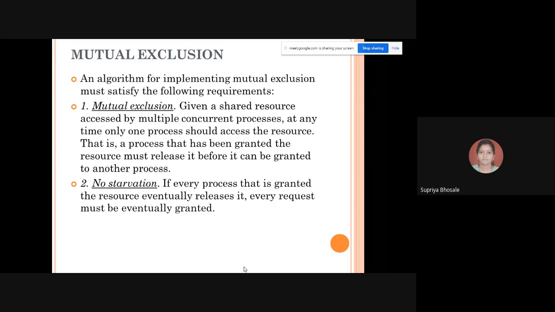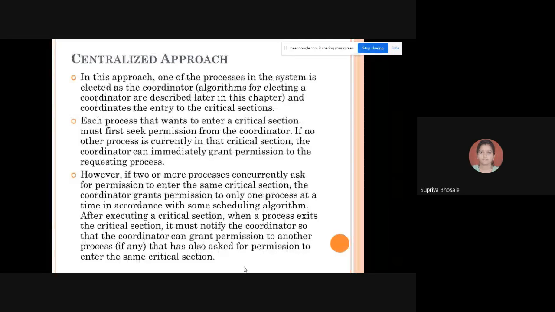So this is the first condition, that is mutual exclusion, and second is no starvation, that is, if every process that is granted the resource eventually releases it, then every request must be eventually granted. It should not happen that someone comes directly and their request is immediately successful. Every process should be granted eventually. So for this purpose, the first is the centralized approach we are going to see.